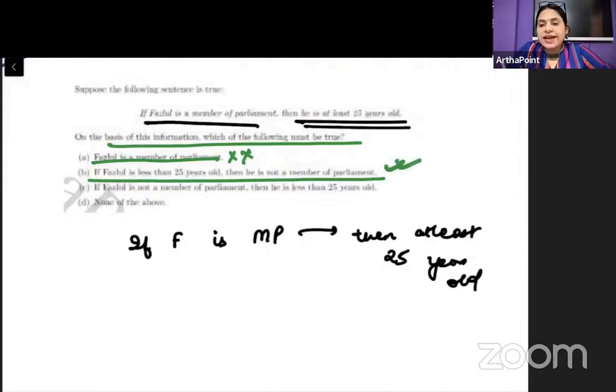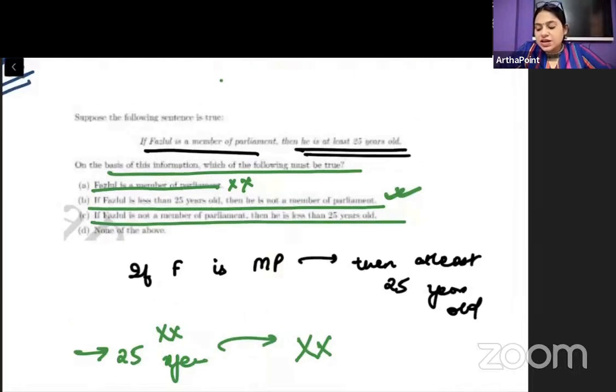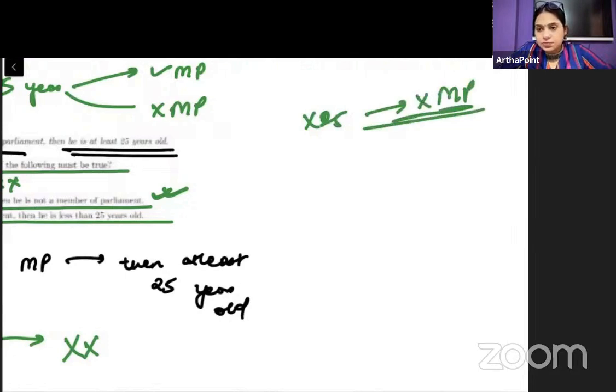That is because the eligibility requires you to be a minimum of 25 years. So if you are not 25 years old, then definitely you cannot become an MP, right? If he is not an MP, then he is less than 25 years old is not necessary. It can be the case that you have crossed 25 years of age and still you cannot become an MP. But if you have not crossed 25 years of age, definitely you cannot become an MP, right?